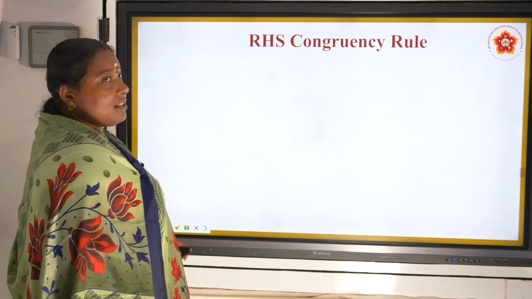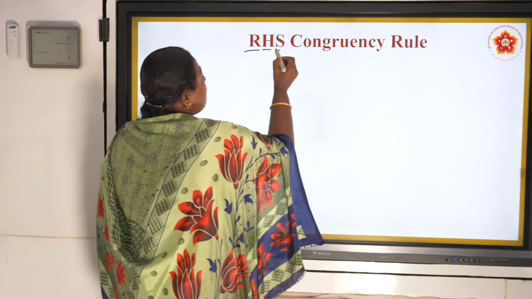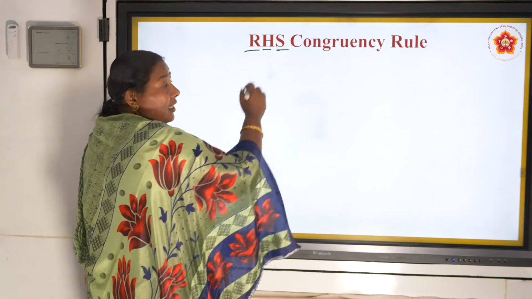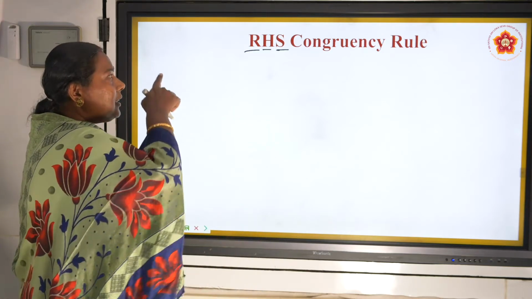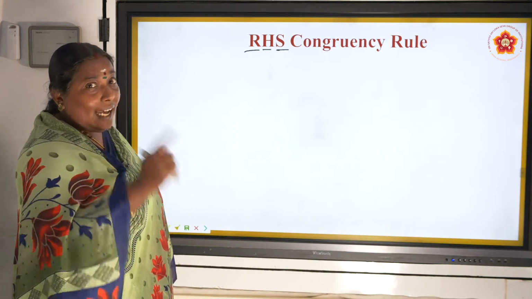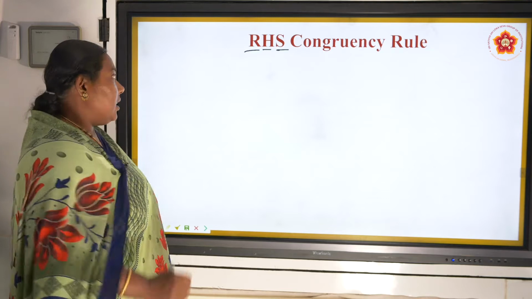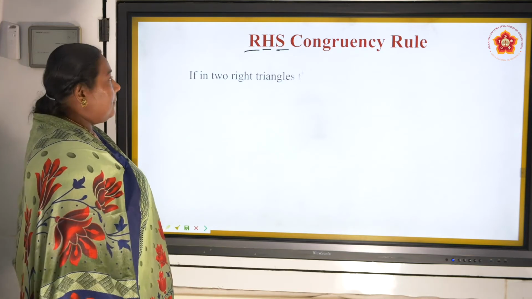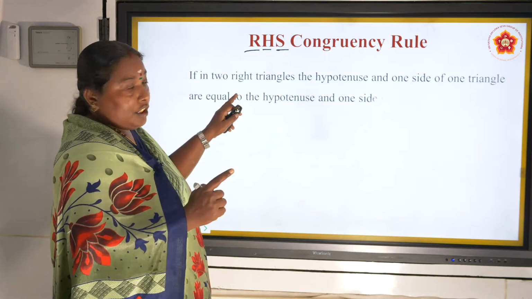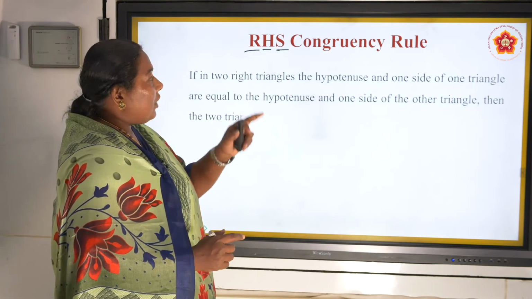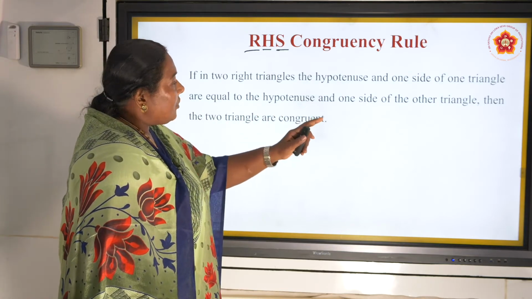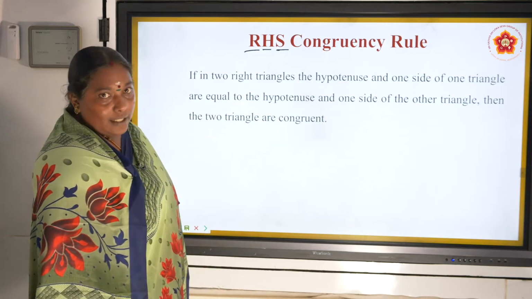So, RHS. What is meant by RHS? R, right angle. H, hypotenuse. S, any one side. So, here the name itself telling right angle. That means there is a triangle that will have 90 as one degree. So, let us see the theorem. If in two triangles, the hypotenuse and one side of one triangle are equal to the hypotenuse and one side of the other triangle, then the two triangles are congruent.